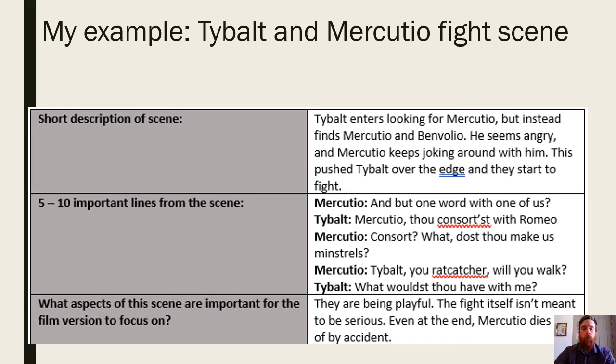So my first example, this is what it looked like in the play version. So the scene is Tybalt enters looking for Romeo, but instead finds Mercutio and Benvolio. He seems angry and Mercutio keeps joking around with him. This pushed Tybalt over the edge and they start to fight. I pulled out some lines from Mercutio, like "but one word with one of us," and Tybalt's "Mercutio, thou consortest with Romeo." So I pulled these lines out because they're showing how playful the characters are being in this.